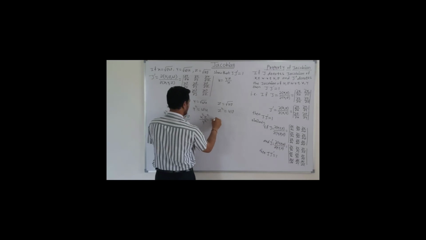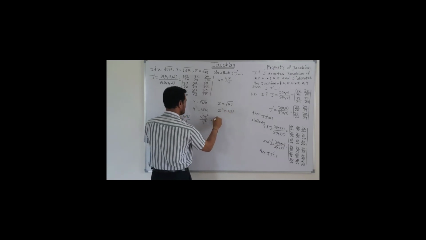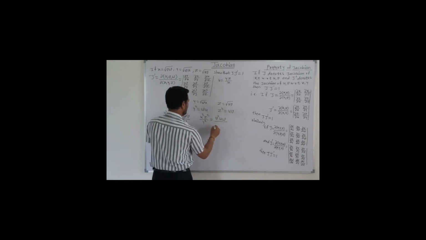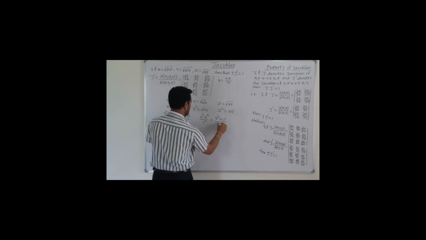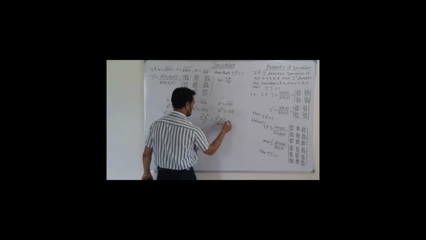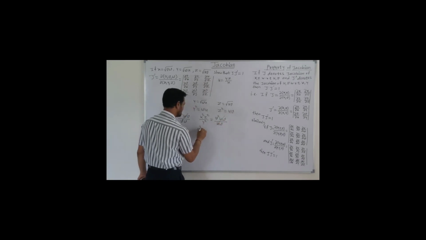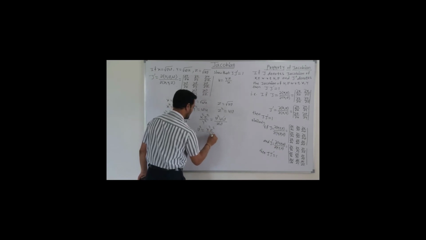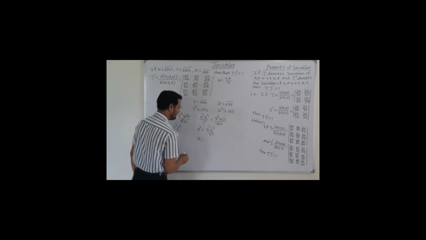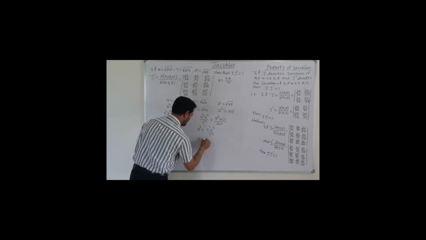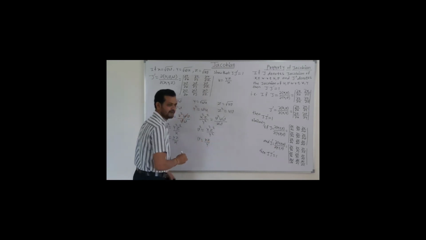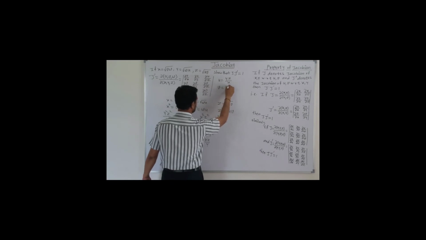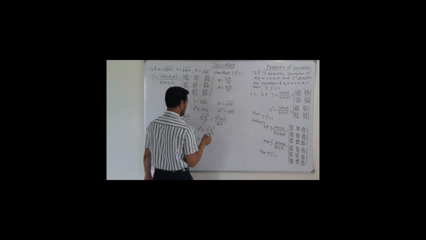x square, v into v is v square, so we can write this as v square. Then uw divided by uw, these two terms will get cancelled, and we get v square is equal to x square z square upon y square. That means we get the value of v as xz upon y. For simplicity, I will write here v is equal to xz upon y.